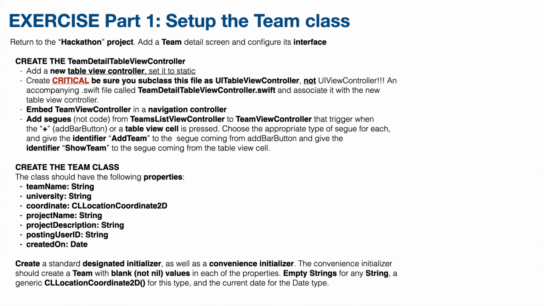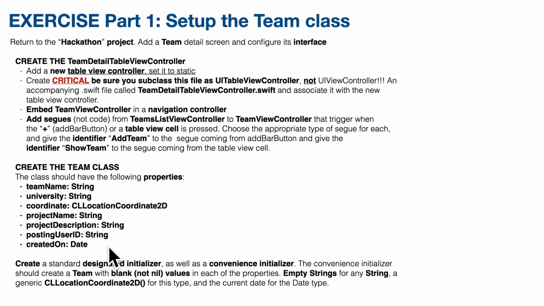Next up, we're going to create the team class, and it's going to have the following properties. Team name, university, both strings. Coordinate is going to be a CLLocationCoordinate2D. Remember what that means with import statements. Project name's a string, project description string, posting user ID string, and created on is a date.